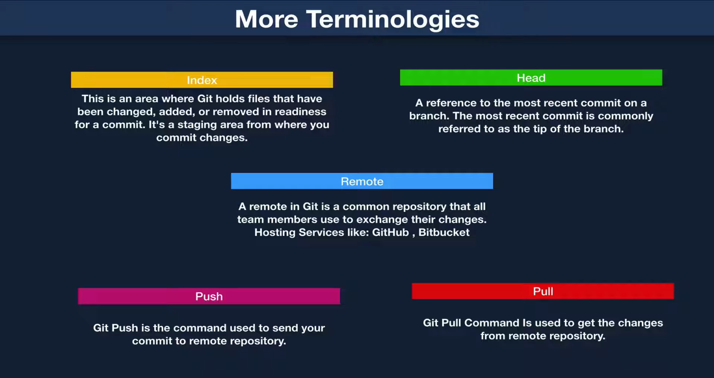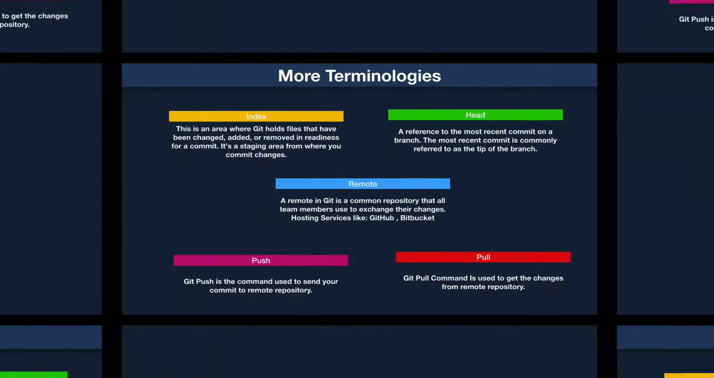We have a remote. A remote in Git is a common repository that all team members use to exchange their changes. Hosting services like GitHub and Bitbucket are used as a remote repository. We have a push. Well, git push is a command used to send your commit to the remote repository. Pull in Git is used to get the changes from a remote repository.